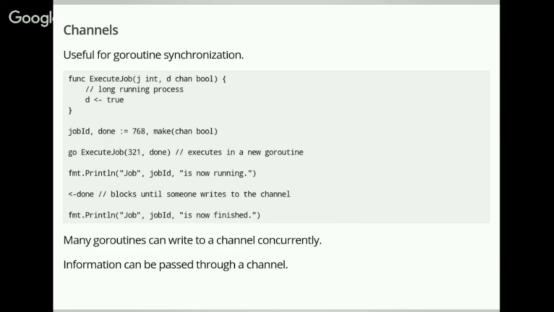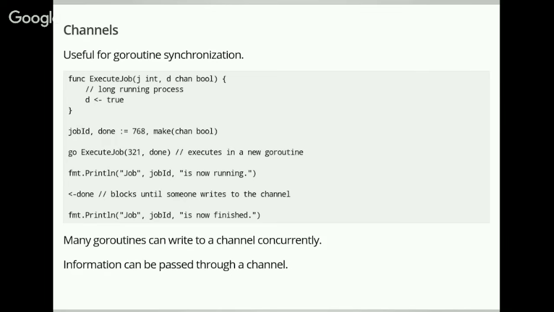So additionally to this job ID, which I already superfluously defined in the last slide, and I did it again in this slide, we're going to define done, which is going to be a channel of bools. And we use this make function. Make is good to create slices, maps, or channels.